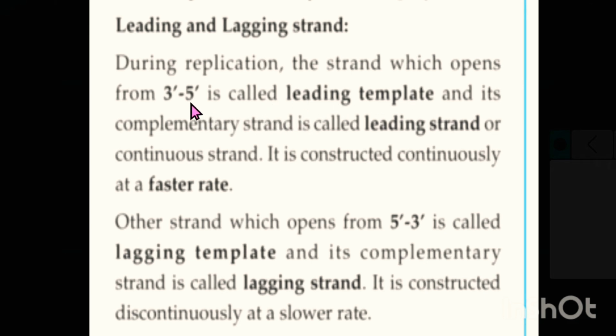One trick here: 3 to 5 means lead, so it is good to remember. Leading strand, leading template, 3 to 5 means lead. And its complementary strand is called a leading strand or the continuous strand. It is continuous one. It is constructed continuously at a faster rate. And the second one is the other strand which opens from 5' to 3', called lagging, means it lags, becomes less, 5 to 3 means less.